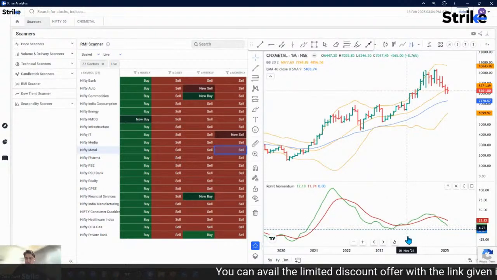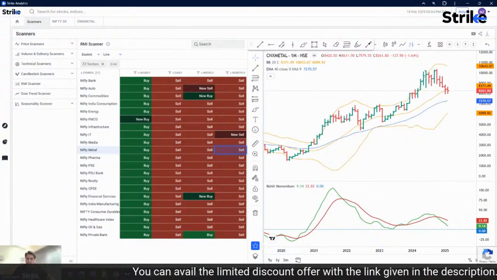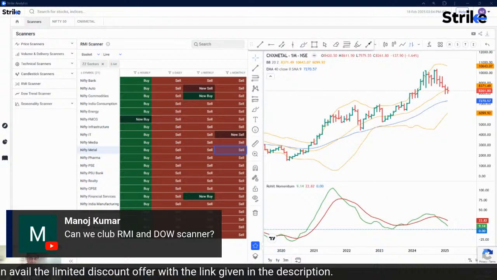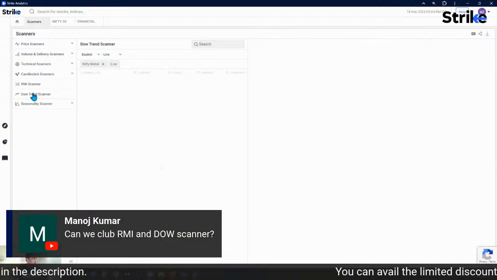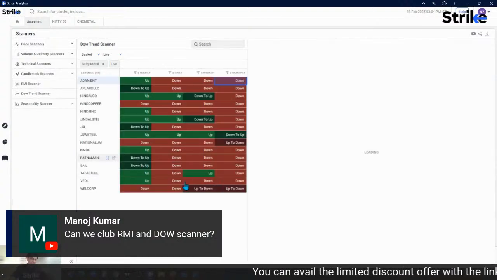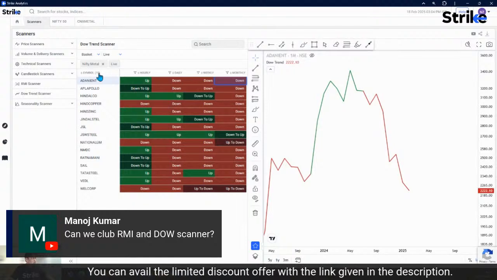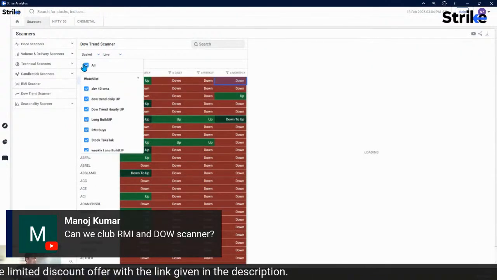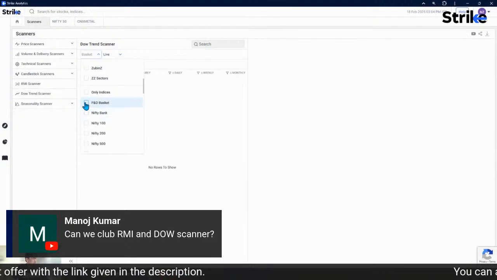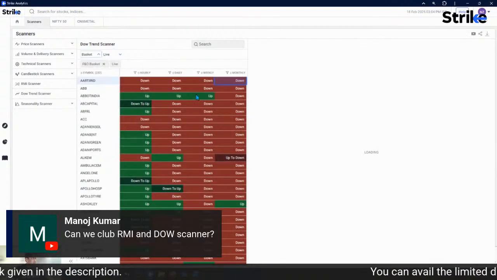You can make a list of all those stocks. Manoj Kumarji, I told you a way how you can club both of them together. I explained that you can go to the Dow Trend Scanner. I'm just revising this very quickly. You go to the Dow Trend Scanner, select the basket of your own choice. Let's say I want to select F&O stocks.